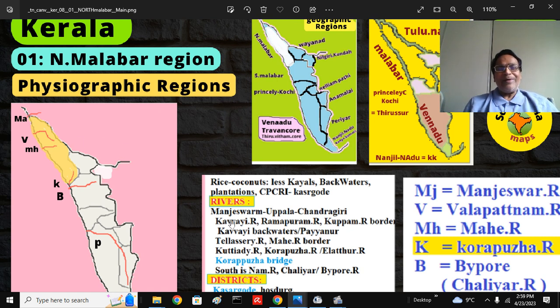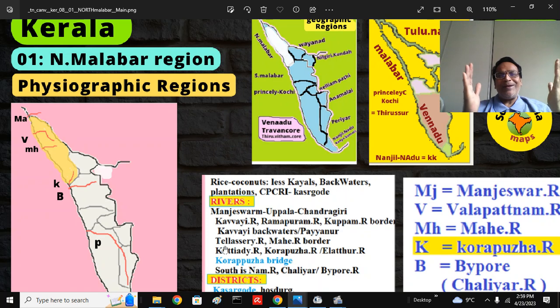And the Kavvayi, Ramapuram river and Kuppam river are borders. I will show the actual things in the picture, that makes more sense. Kavvayi backwaters are near Payyanur. Tellicherry used to be the British trading post as well as a fort. And across the river, there is the Tellicherry river, there is the Mahe river.